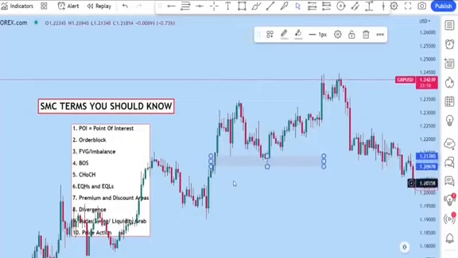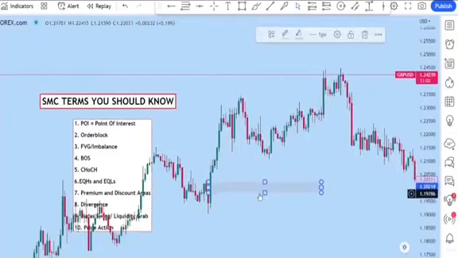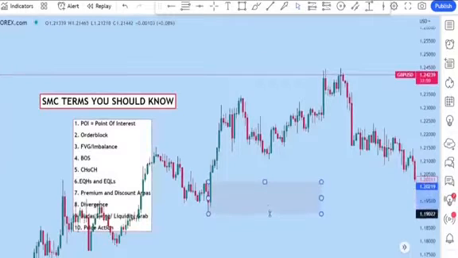So anyway, it can be a support level, it can be a resistance level. This is basically an order block. Let me just make it right here. This is a bullish order block. It can be your point of interest. So basically, point of interest is where you want to see price reach and you expect to see some reaction.